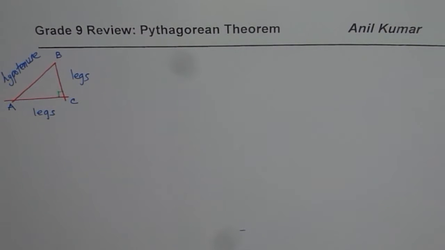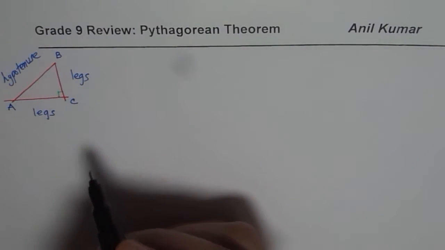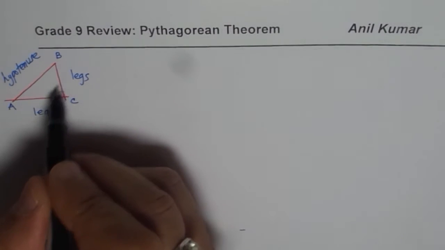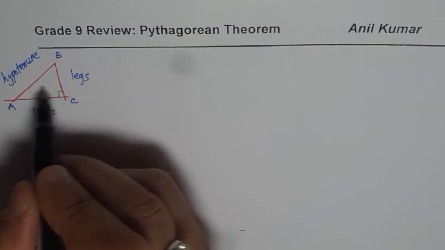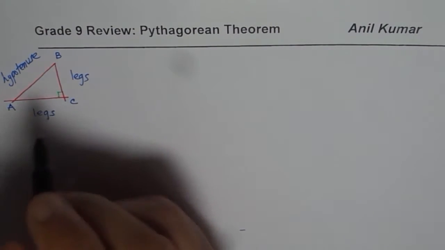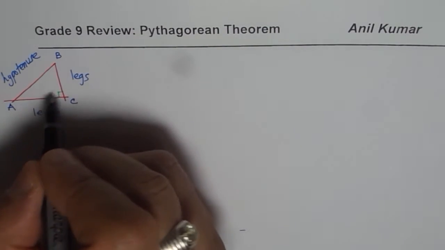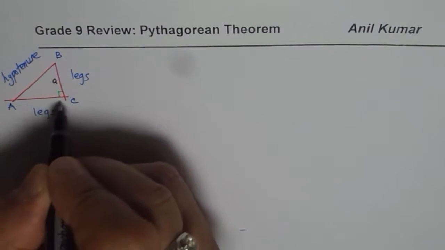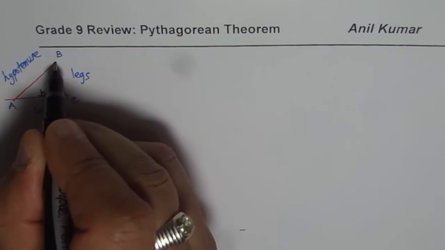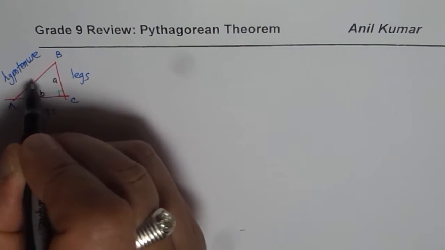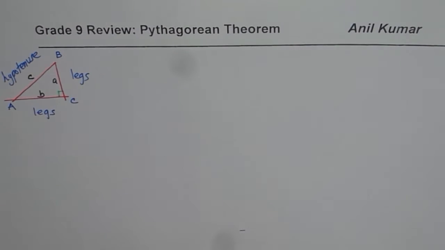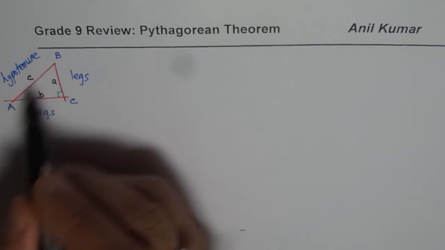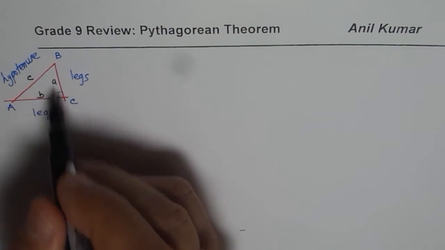Now what we find is that these sides are related, and the relation is that the sum of squares of the smaller sides is equal to the square of the longer side, right? If I name the sides as small a for the side opposite to capital A vertex, small b for the side opposite capital B, and small c, this is the standard way of writing the names of the sides. You could also write AB, AC, BC, but that's also correct.